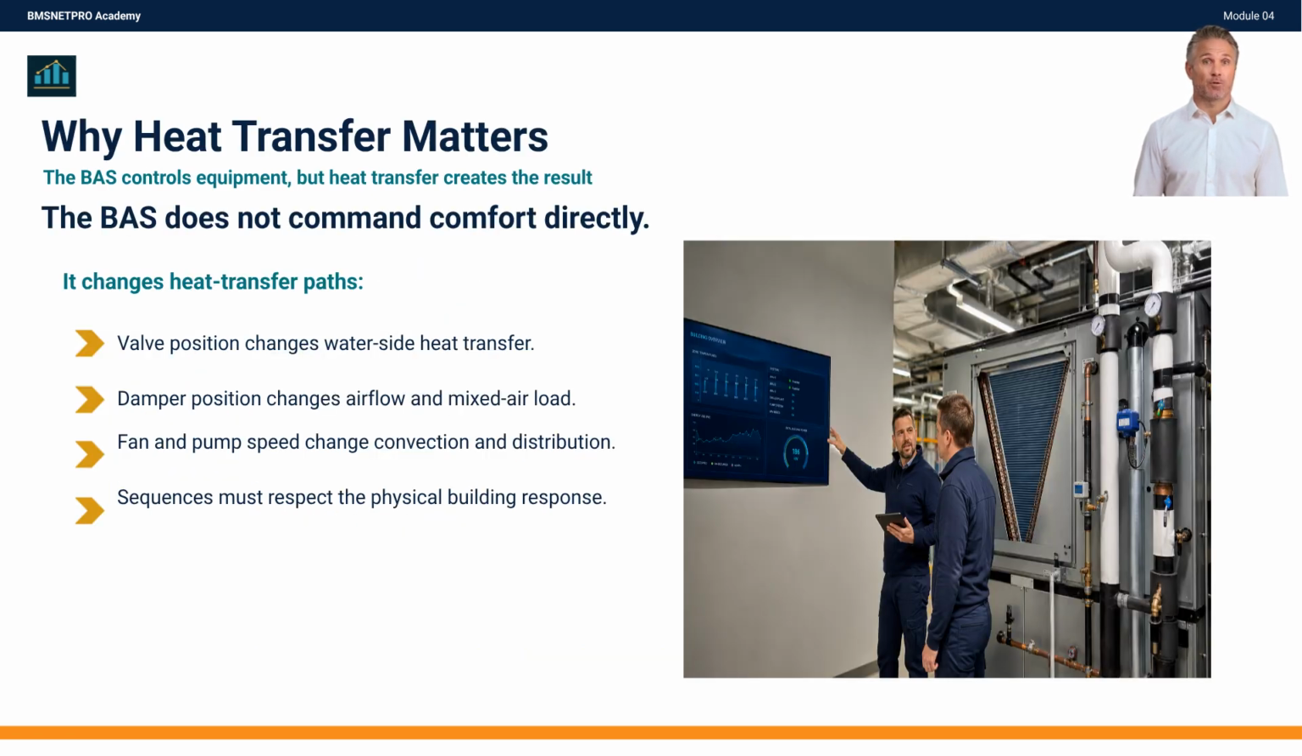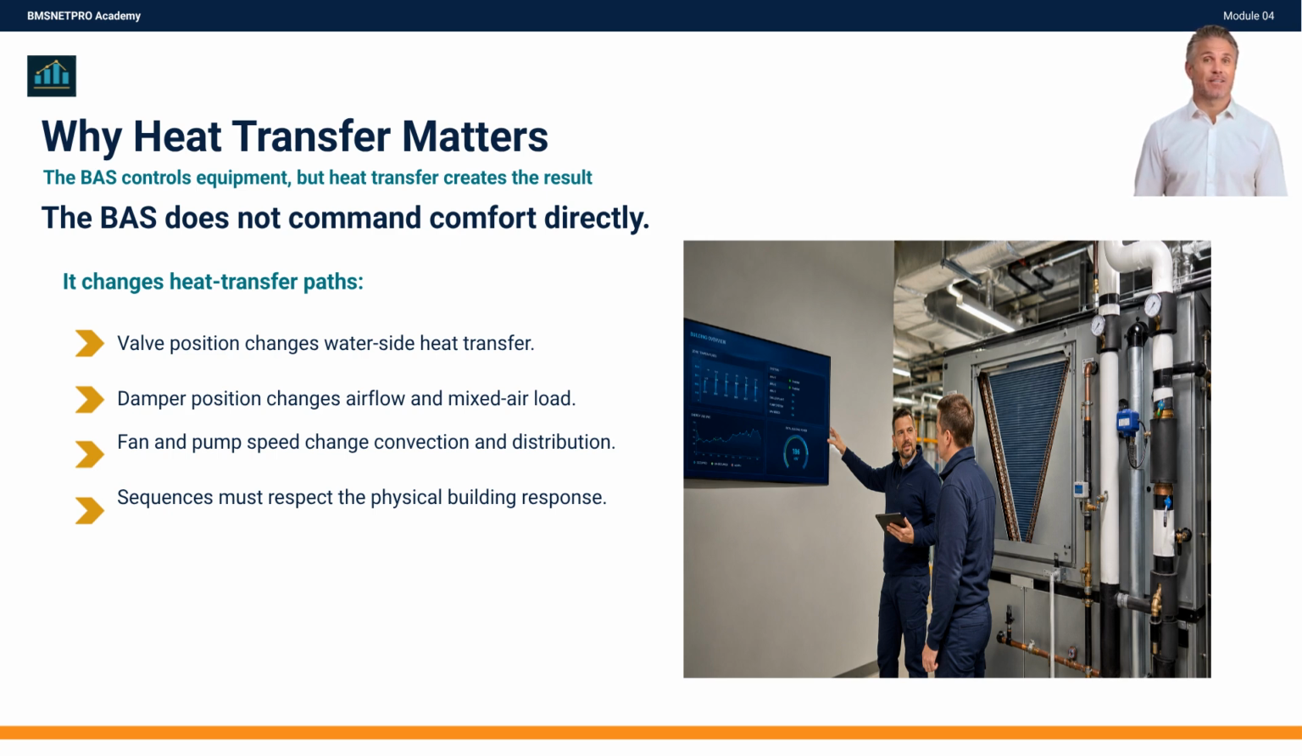Let us start with the most important idea on this slide. The BAS controls equipment, but heat transfer creates a result. A valve command does not cool a space by itself. It changes water flow through a coil. A damper command does not create comfort by itself. It changes air movement and mixed air conditions. Fan and pump speed changes affect distribution, convection, and energy use.